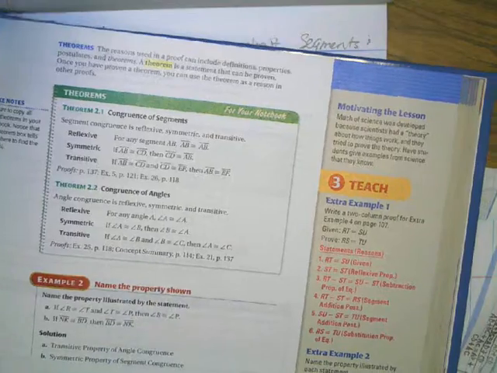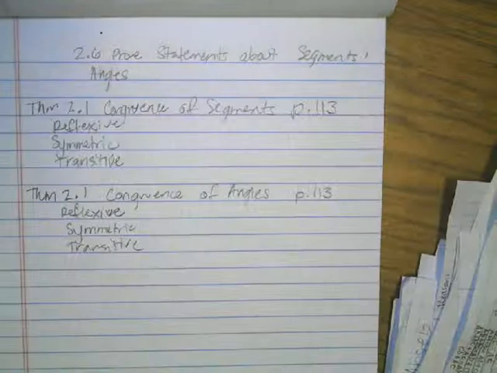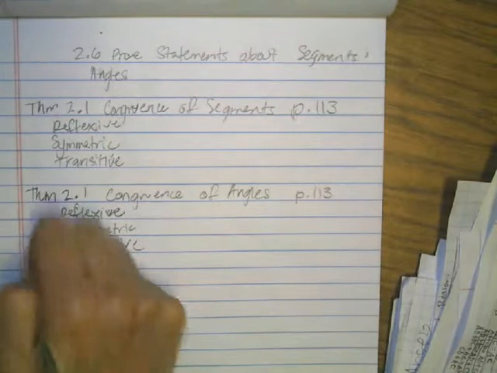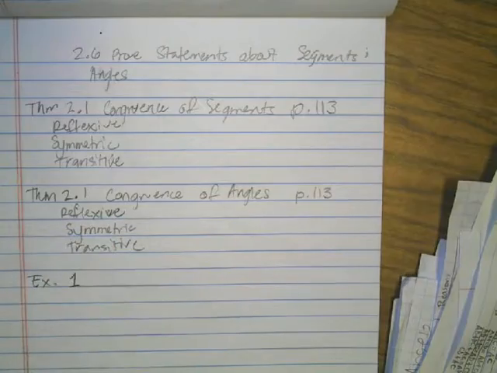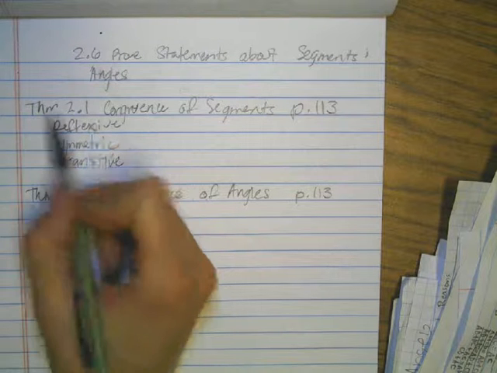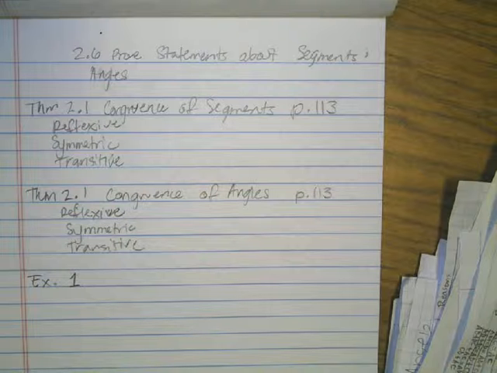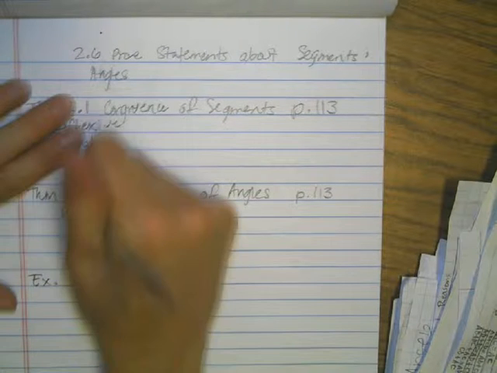So what I'm going to do is go over an example for you so you guys know how to do it. For congruence of angles, you put 2.1. Yeah, the theorem is 2.1. It says theorem 2.1. It's listed on page 113. Even though this is 2.6, the theorem is called 2.1. For both of them? The second one should be 2.2. Yeah. Thank you.